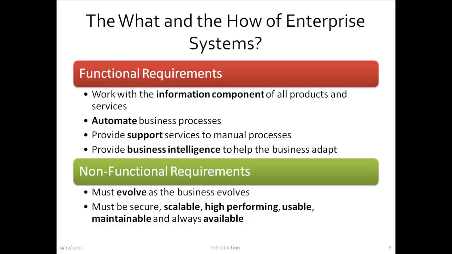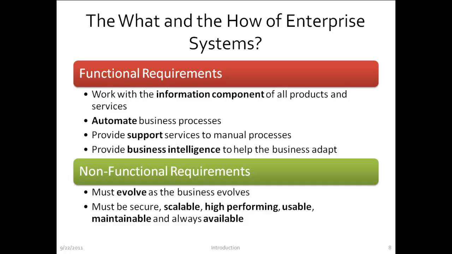So what do enterprise systems do? For the moment, speaking purely with respect to function, enterprise systems work with the information component of products and services. All products, services, and processes have an information component. For example, a laptop has information about its components inside and the software on it. The information intensity of the products, processes, and services of an enterprise determines the impact its enterprise systems will have on that enterprise. For example, enterprise systems could automate business processes.